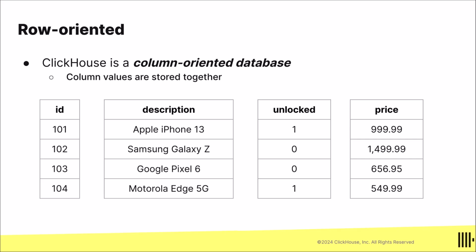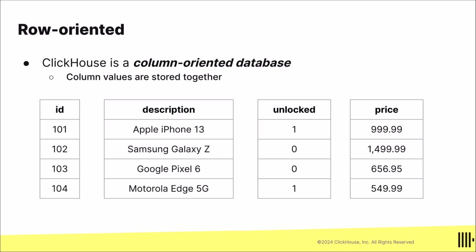So the strings, the descriptions, they'll be in a file. The unlocked ones and zeros will be in another file, and then all the prices would be in a fourth file. And ClickHouse doesn't really over-engineer too much. The name of the column will actually be the name of the file if you looked at the files on your file system. And so that's what a column-oriented database looks like.